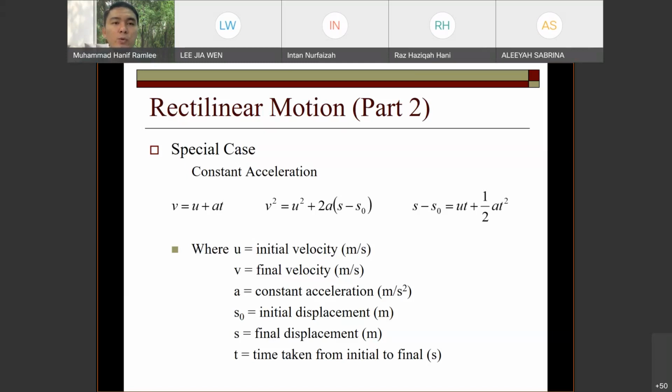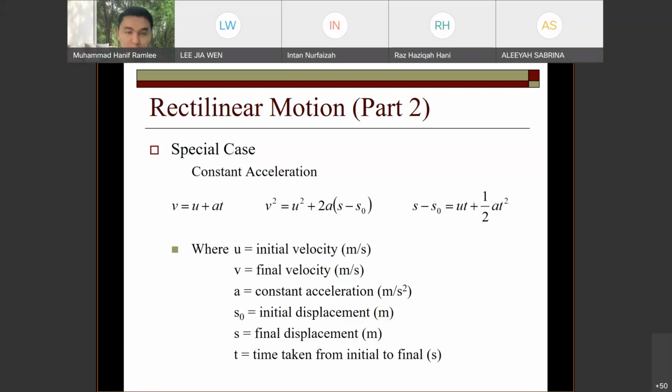We will go through the example on how to use these equations. When you have constant acceleration, the a value will be the same all the time from one point to another point. Once you have that condition, you can use this formula. If not, you cannot use it. If the acceleration is not constant, it is always changing, so you cannot use this equation.